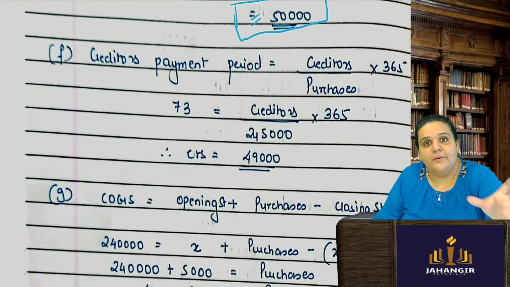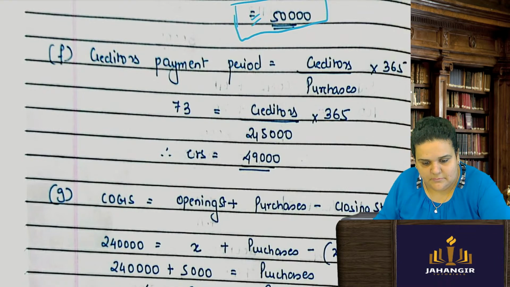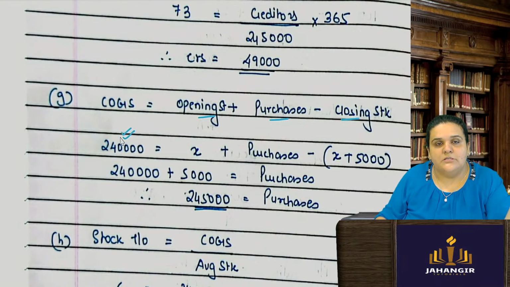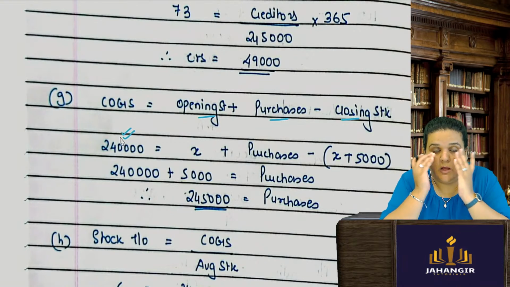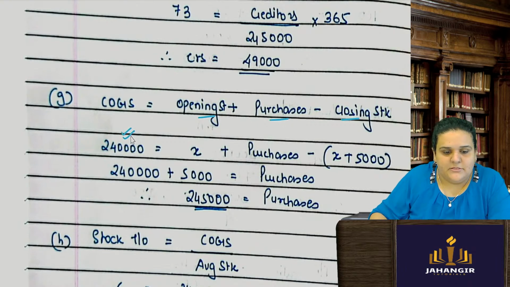Similarly, I will have to do my creditors payment period. But for that, I will need my purchases. So first I will find my purchases. COGS is opening plus purchases minus closing. COGS I know. I do not know my opening stock. I do not know my closing stock. And I even don't know my purchases. So how do I find it? Okay. Let the opening stock be X.